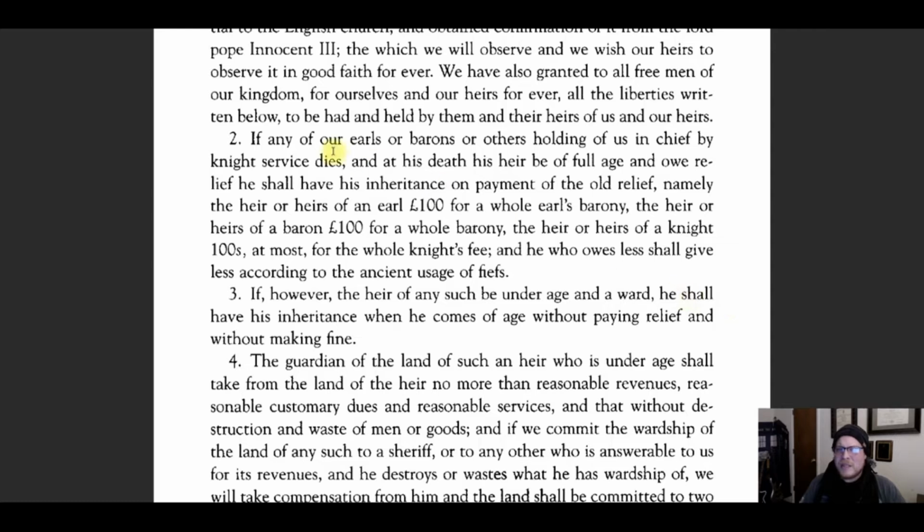So look at some of the specifics in here. "If any of our earls or barons or others holding of us in chief by knight service dies, and at his death his heir be of full age..." So look, we're talking about specifics of nobility when they die, what happens. "If, however, the heir of any such be under age and a ward, he shall have his inheritance when he comes of age without paying relief and without..." All right, so basically we're talking about an inheritance tax in the 13th century.